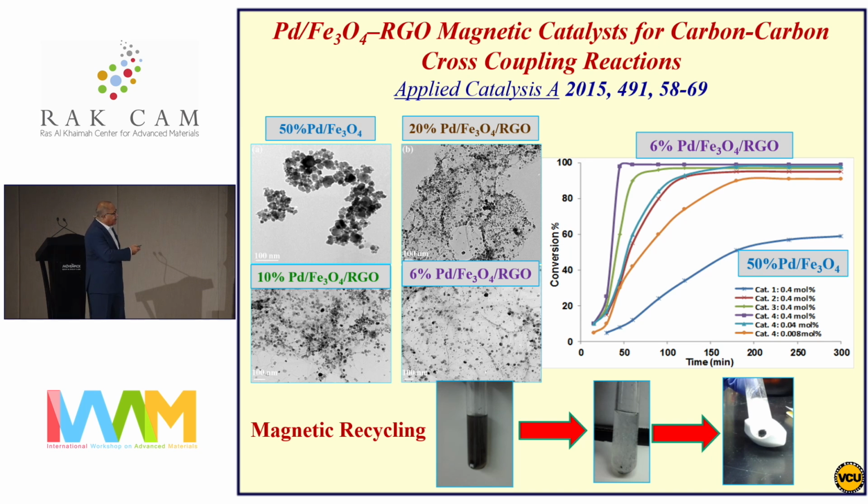And the advantage of this, of course, is that you have a magnetic material, so it's very easy to separate the catalyst. For recycling purposes, you can see this is the reaction product. If you just apply an external magnet, you can collect the catalyst easily and then separate it and use it for a different reaction.